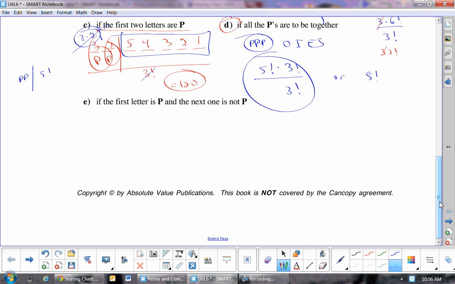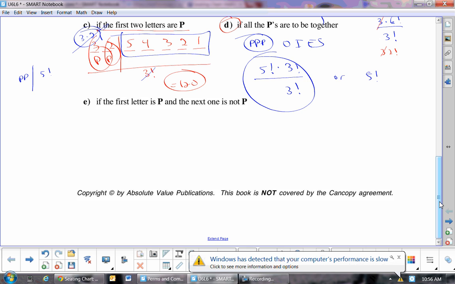Okay, so C. Okay, now we got to be ready for ones like, or sorry, E. We got to be ready for ones like this because they challenge us a little bit more. If the first letter is P and the second one is not, again, I think these are way easier to do by the fundamental counting principle. Order is important. It's a perm, so I can do it this way.